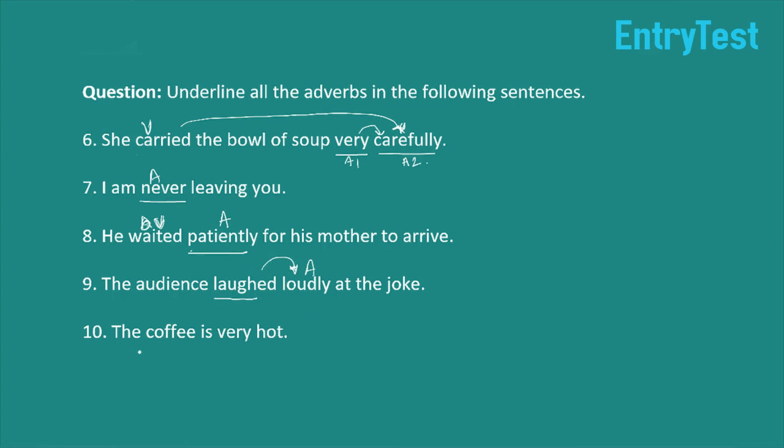Next, 10th one, the coffee is very hot. So basically, coffee is the noun about which I'm talking, and hot is the adjective. It is not a verb, it is telling me the quality of the coffee. So it is an adjective. And the word very here is the adverb. It is describing or modifying the adjective hot here. So very is my correct answer here. I hope this is clear.